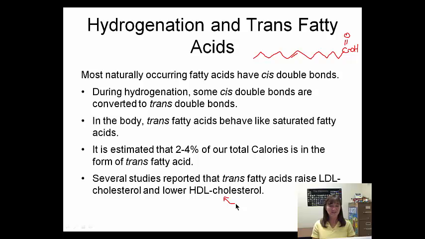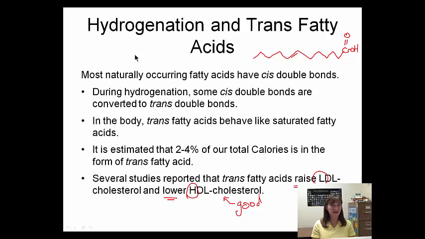This guy right here is the good one. So you want to have high levels of your HDL, and you want to have low levels of the LDL. One way I heard an instructor say to memorize that is the L stands for lethal, and I can't remember what they said now. I think the H is for happy or something like that. But there's some studies out there that say trans fatty acids will raise the bad cholesterol and lower the good cholesterol.